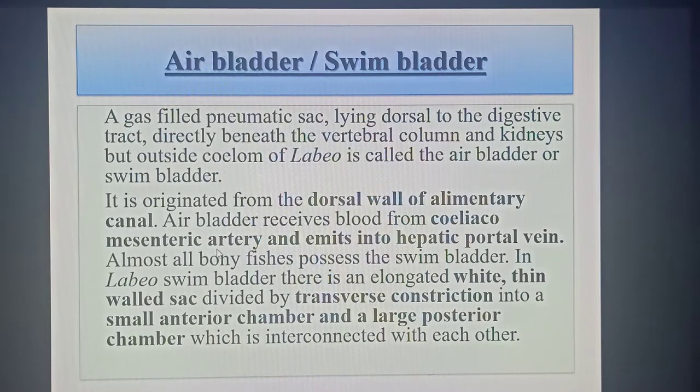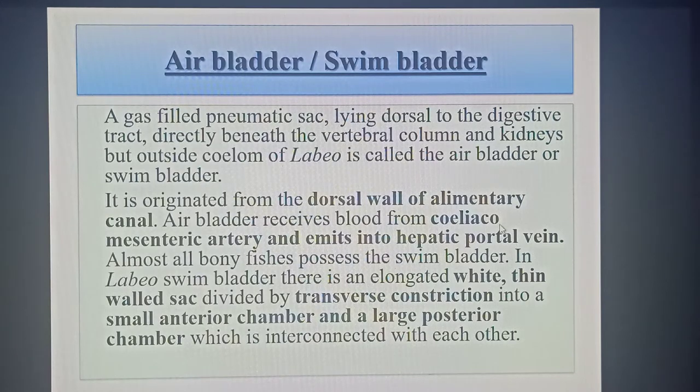So now it is about the structure of the air bladder or swim bladder of Rohu fish. A gas-filled pneumatic sac. The air bladder is a sac-like structure filled with gas, lying dorsal to the digestive tract, directly beneath the vertebral column and kidneys, but outside of the coelom, called the air bladder or swim bladder. The air bladder originates from the dorsal side of the alimentary canal.